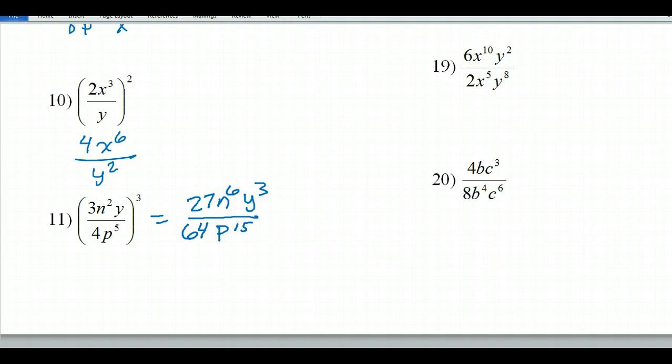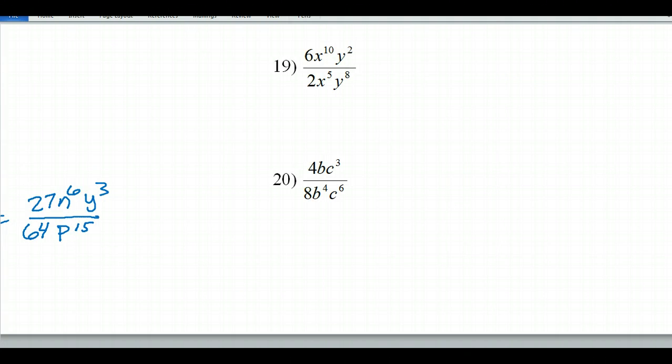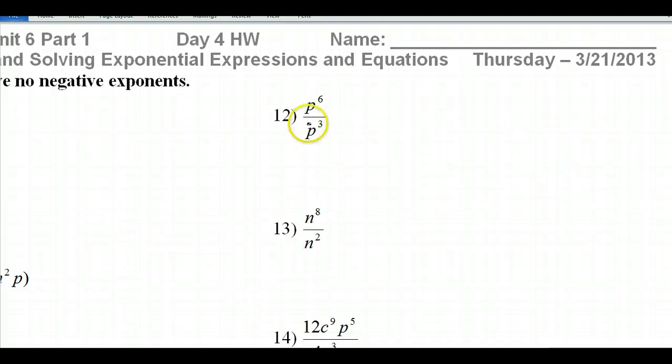So that's how you do number 11. Okay, number 12. We have to divide. Now the shortcut is to subtract, so we're definitely going to get p to the 3rd power. But please understand, what's really happening is p to the 6th power is like this.